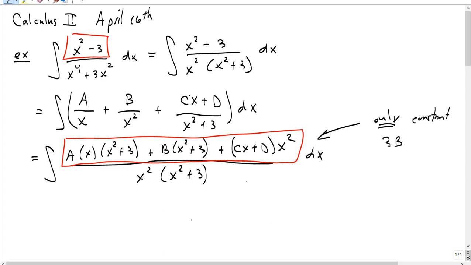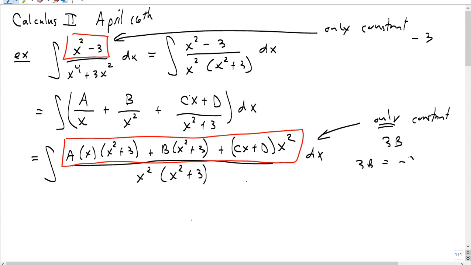See, these a, b, c, d, they're all numbers. So this is going to be ax cubed, 3ax, 3b, and the only constant over here is negative 3, and therefore 3b equals negative 3, b is negative 1. Bang! That is useful information. What's another thing that we could throw in here? There's nothing I can do to make the x squared plus 3's go away. And if I plug in 0, I'm going to get very little, just the b.